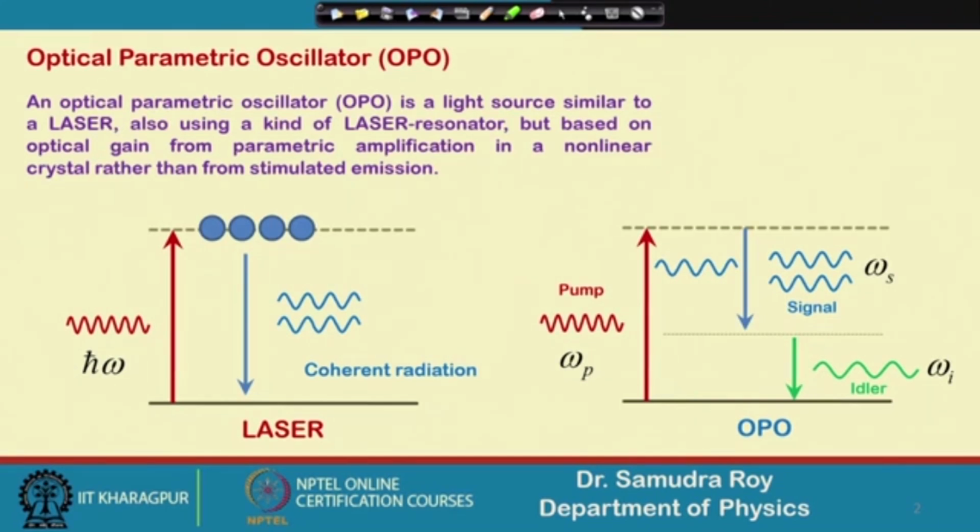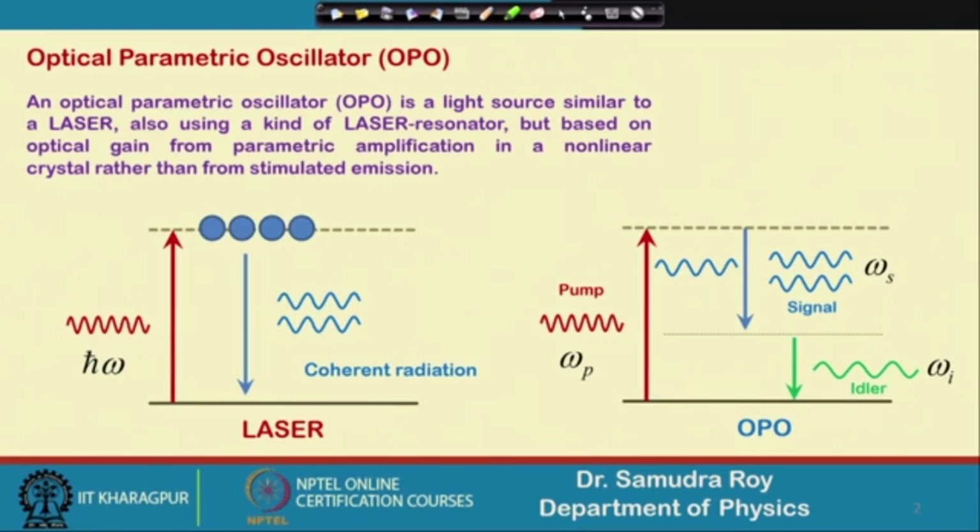An optical parametric oscillator is a light source similar to the laser, and like a laser we also have a resonator here, that means the light is bouncing inside this cavity. But here it is not based on optical gain; rather, the parametric amplification process, or nonlinear effects, are involved in such kind of oscillator or amplification process.